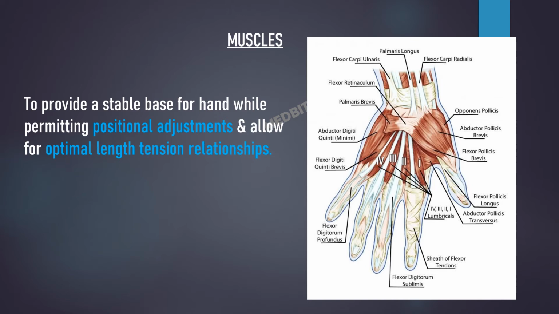So just learn them. Without stalling you, the muscles provide a stable base for the hand while permitting positional adjustments and allow for optimal length-tension relationships. As you can see here, the lumbricals are 1, 2, 3, 4. These are the muscles you see in between the fingers, and opponens pollicis, abductor pollicis brevis, the digitorum muscles, all are something that you have to know. So just look at them too.